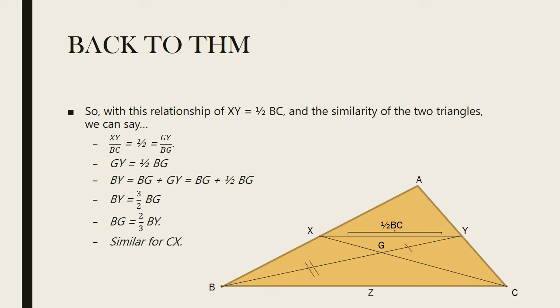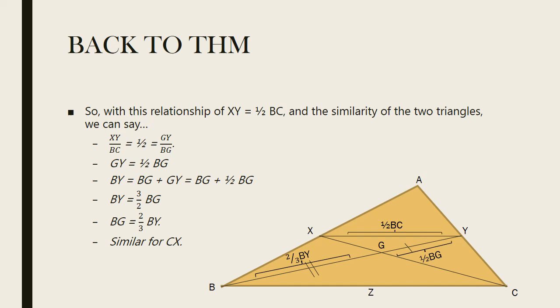And since the two triangles are similar, we can say that XY over BC is equal to 1/2, which is equal to GY over BG. So then GY is equal to 1/2 BG, and BY is equal to BG plus GY, which, given what we said earlier, is equal to BG plus 1/2 BG. So BY is equal to 3/2 BG. So then BG is equal to 2/3 BY, and it's similar for CX. So what we've just shown here is that the point G is 2/3 of the way along the median BY from the vertex B.